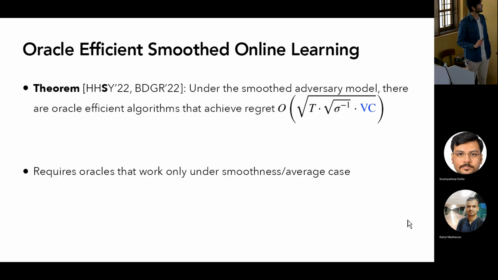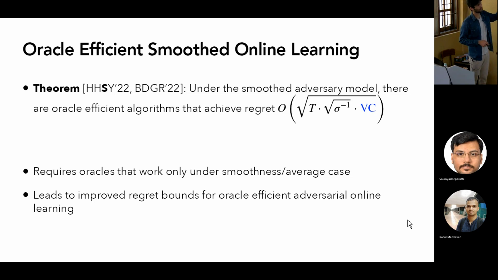So, in summary, just to recall, the bound that we get is square root of t times some polynomial term in the smoothness parameter times the VC dimension. And also note that the oracles we call are called only on average-case inputs, because we sample from mu and then run. The reduction does not do anything crazy.